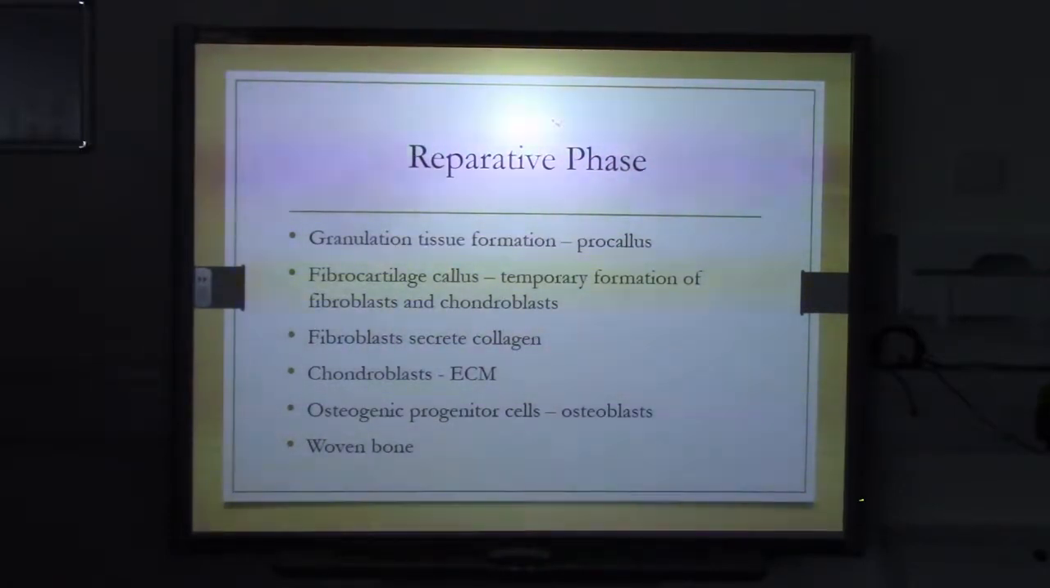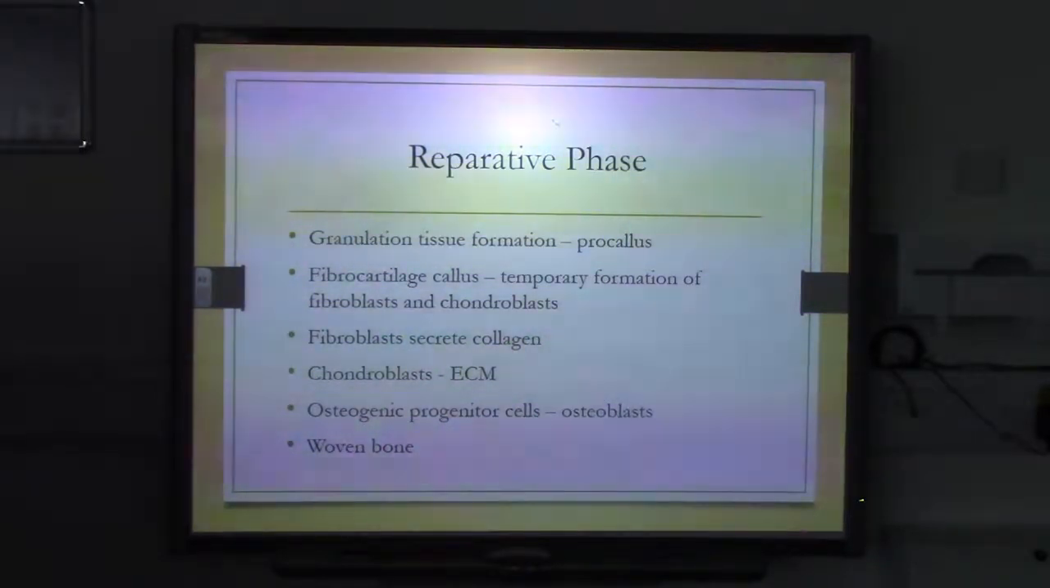The osteogenic progenitor cells produce osteoblasts, which are needed for bone formation. At this stage we have a trabecular spongy bone formation, which is also known as woven bone. Woven bone is a random organisation of collagen fibres, and it's described as being mechanically weak. So at this point you still can't put stress on the fracture, as we're still going through the healing process.